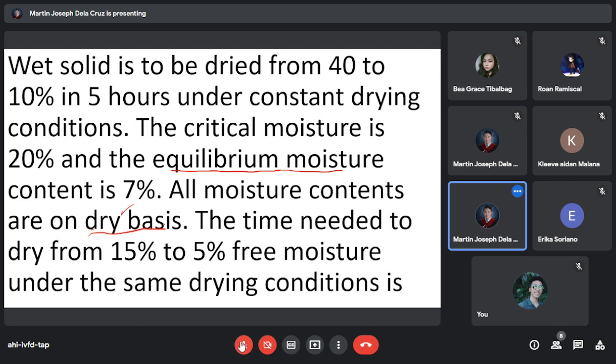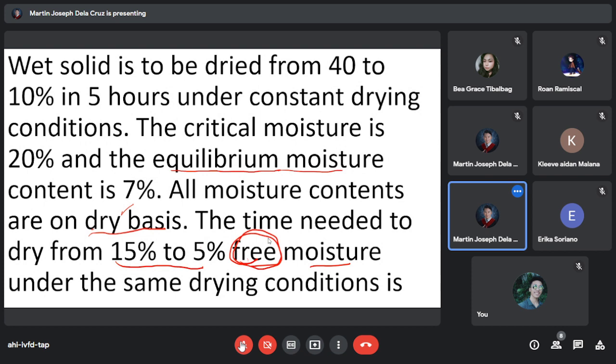The time needed to dry from 15% to 5% free moisture under the same dry condition is, so in here class, may nakalagay na free moisture na stated. So meaning to say, we don't need to subtract this 7% here. Kapag may nakalagay na free class, okay? So kapag walang nakalagay na free moisture, isa-subtract natin yung 7%. But in here class, since may nakalagay, wag na nating isubtract, okay?